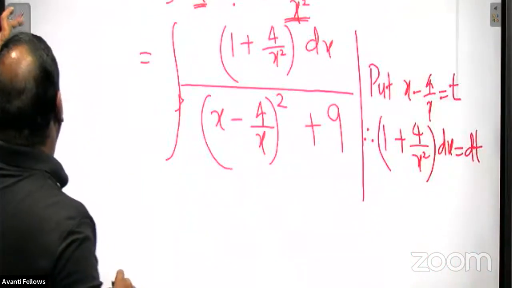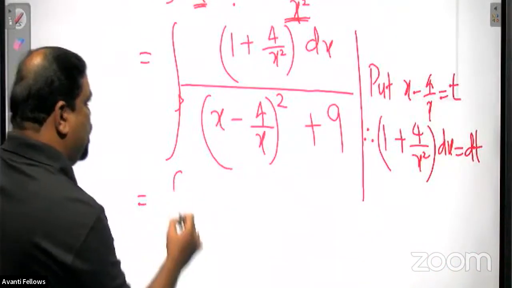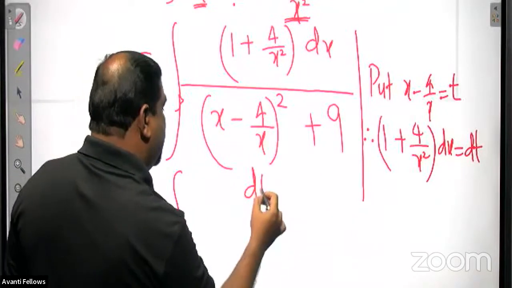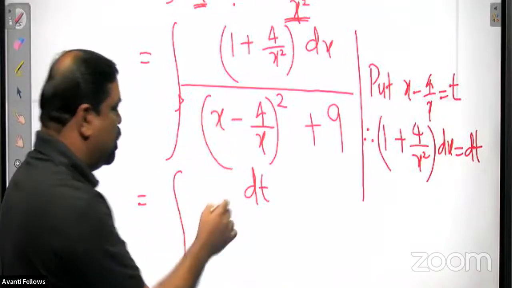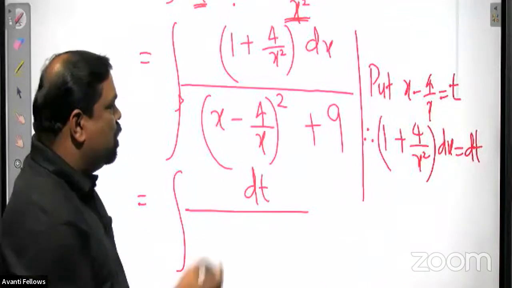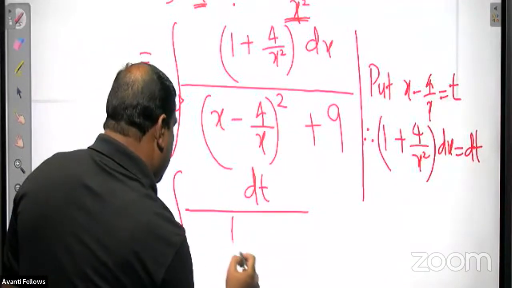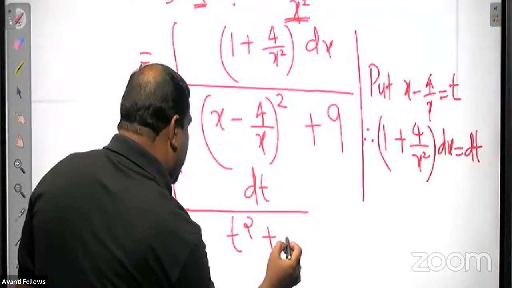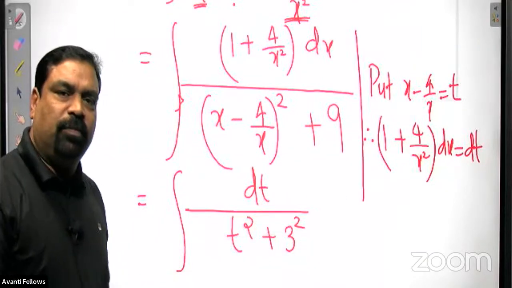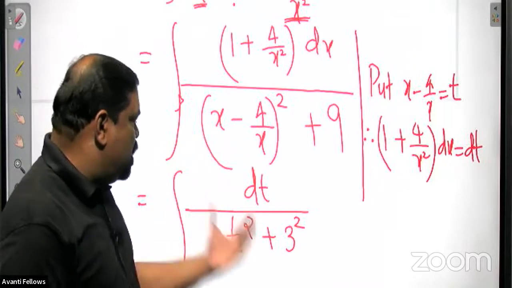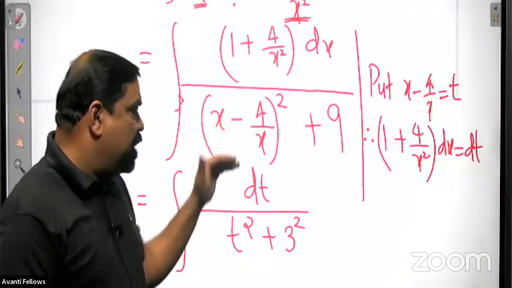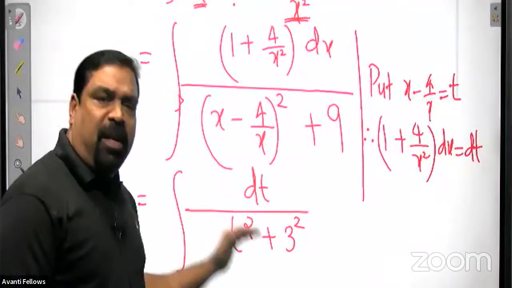Now you can also complete. No? This is equal to, the numerator is dt. The numerator is dt, isn't it? Divided by, what is the denominator? Denominator is t square plus 9. 9, if you want, again, you can write exactly as 3 square. You know? Now, this is one of the standard integrals. So, we have reached a standard integral.